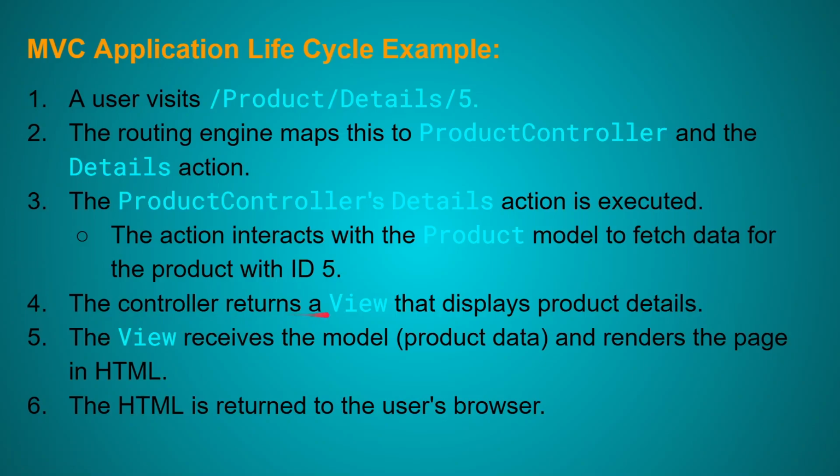The controller returns a view that displays the product details. The view receives the model product data and renders the page in HTML. The HTML is returned to the user's browser. So friends, this is all about MVC application lifecycle.